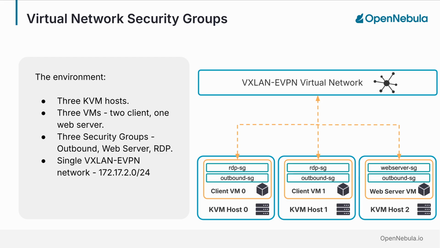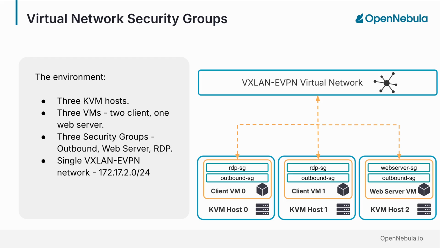In the scope of this demonstration, I'm going to add three security groups. A security group with the name Outbound SG to allow any outbound traffic from the VMs. This will ensure that VMs can communicate with the outside world. A security group named Web Server SG to allow the inbound traffic to port 22 TCP from any source and the inbound port 80 TCP, accessible from a specific IP address only. A security group named RDP SG to allow RDP connections from any source.